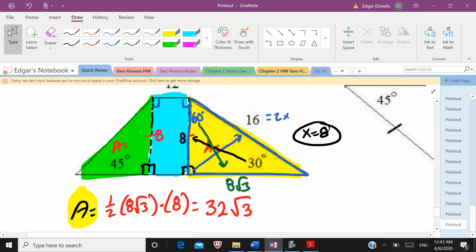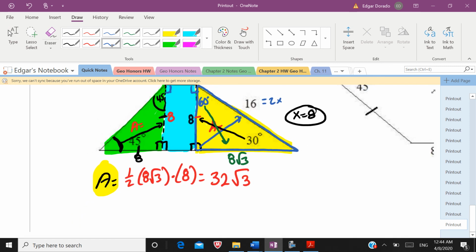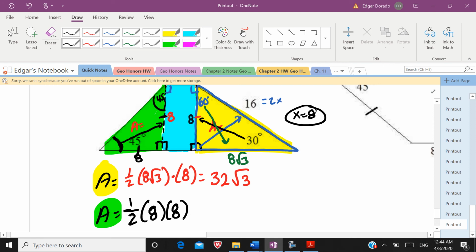Why is that helpful? Well, guys, look at it closely. This is a 45, 45, 90. In a 45, 45, 90, this is the leg. That's your x. So the legs in a 45, 45, 90 are congruent. So I actually have everything I need. The area of the green triangle is equal to 1/2 base of 8 times height of 8. So actually this is going to be 32 units squared.